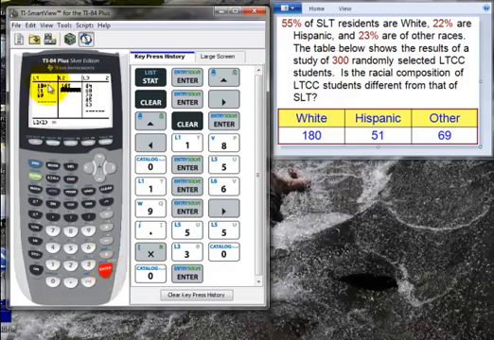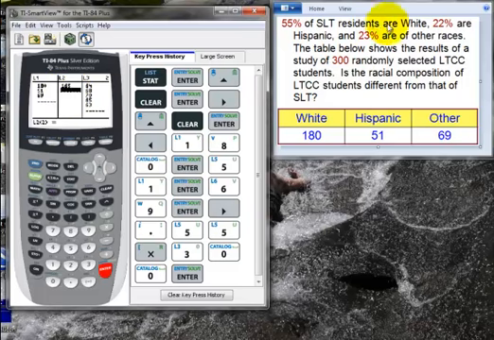So note, by the way, that our observed was 180. Our expected was 165. It's not exactly the same. It's not that far off. But the question is, is it far away enough from what was expected to be able to reject the null hypothesis? That's what all this calculation that the calculator is going to do for us will show us.